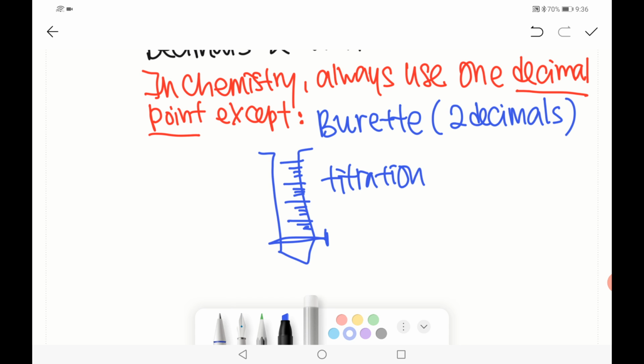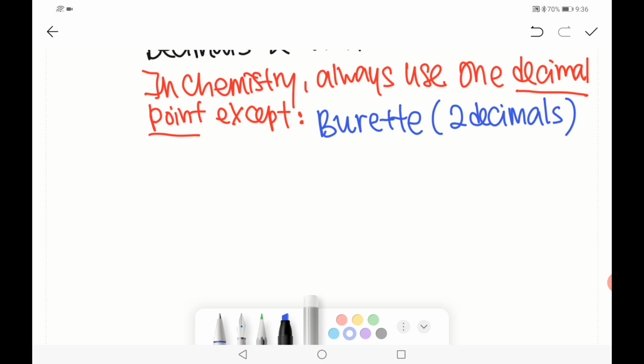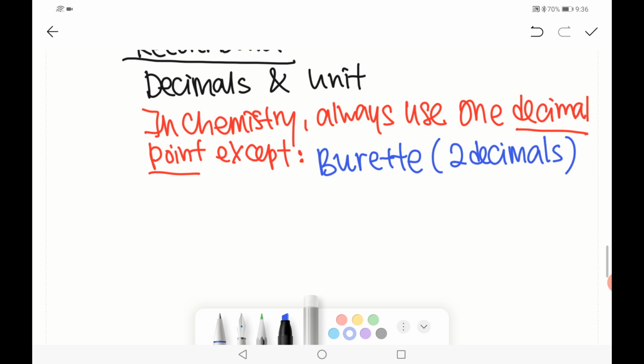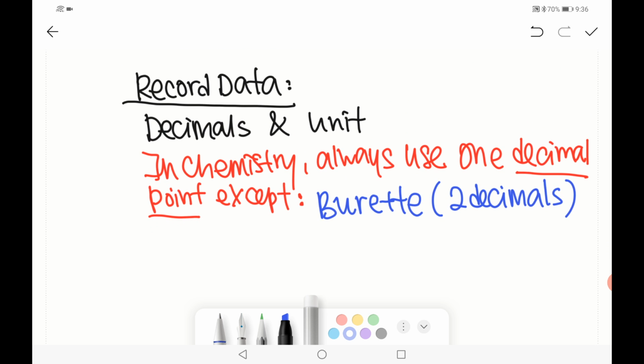So apart from that, for all the other devices always use 1 decimal point. Okay, let me show you some examples here.